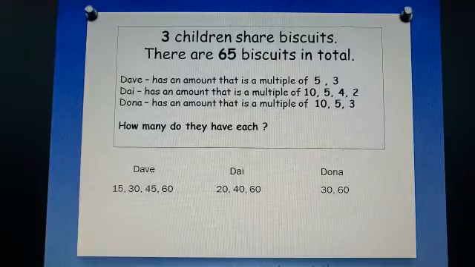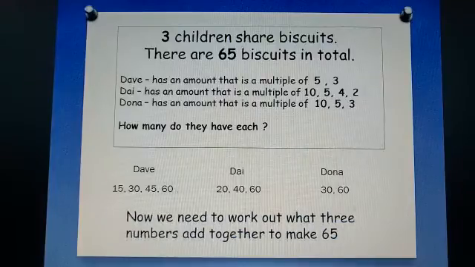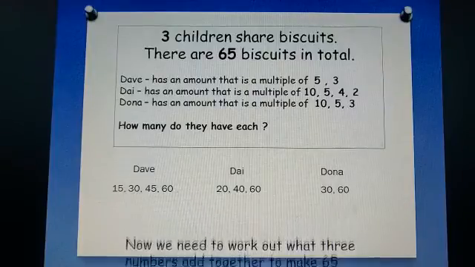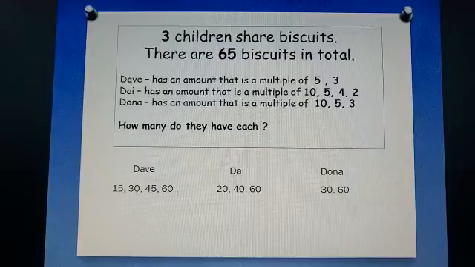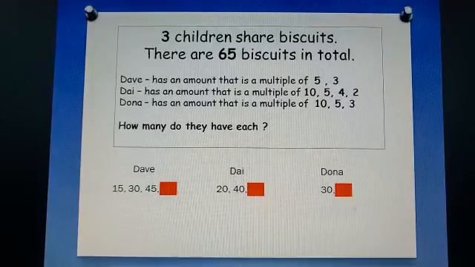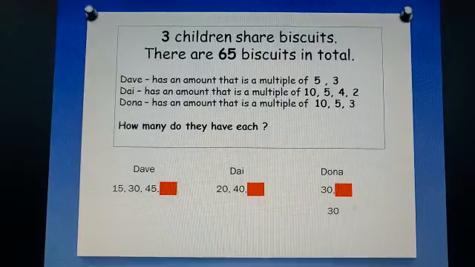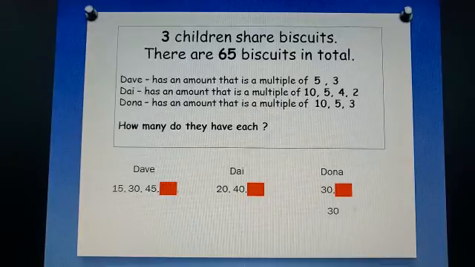We need to work out what 3 numbers add together to make 65, because we know the total of biscuits is 65. They all need to be added together to make 65. If we look at our numbers, we know that 60 is too big, so we're going to get rid of 60. Straight away, we have 1 number left for Donna, so we know that Donna will have 30 biscuits. It's a multiple of 10, a multiple of 5 and a multiple of 3.